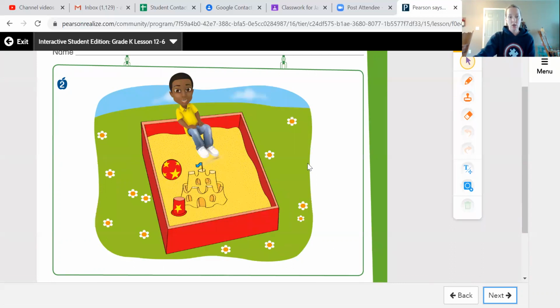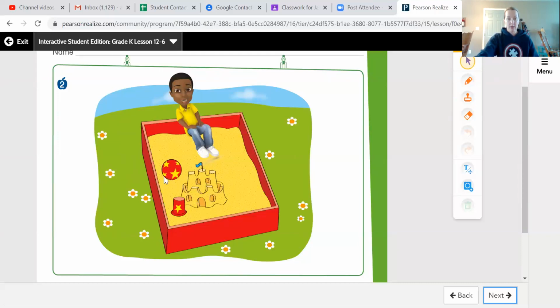So first, let's talk about these flowers. I see flowers. Are the flowers inside the sandbox or outside of the sandbox? They are outside of the sandbox. What about this sandbox itself? What is the shape of the sandbox? It is a rectangle. There is sand inside of the rectangle sandbox.